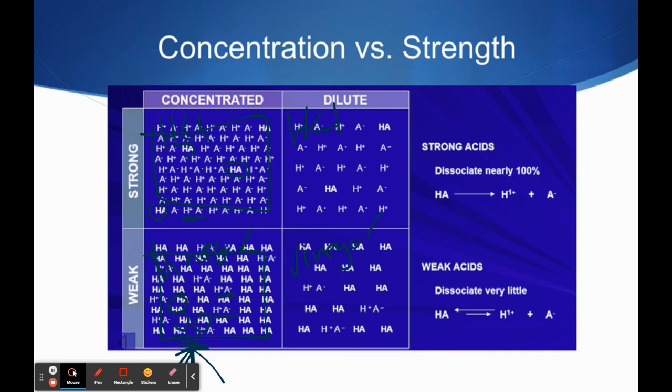So the dangerousness of acids and bases comes from their concentration, not whether they are considered a strong or a weak acid or base. So it's important for you to understand that distinction.